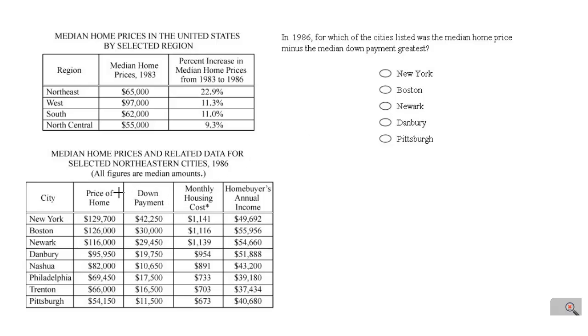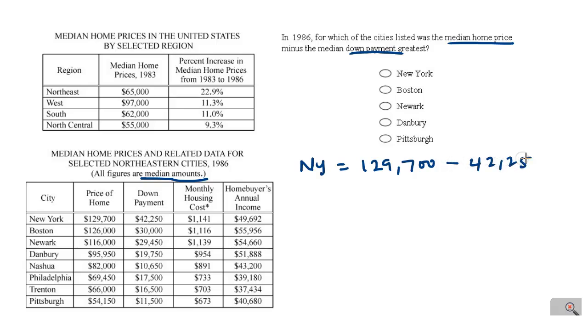In New York, because all the figures given here are median amount, we have to understand that. So the median price of home in New York is $129,700, and of course the down payment, because we are considering the median home price with down payment, the down payment is 42,250. So we are looking for the greatest difference. All right, so for New York, we are going to have 129,700 minus 42,250, and this will give us 87,450.